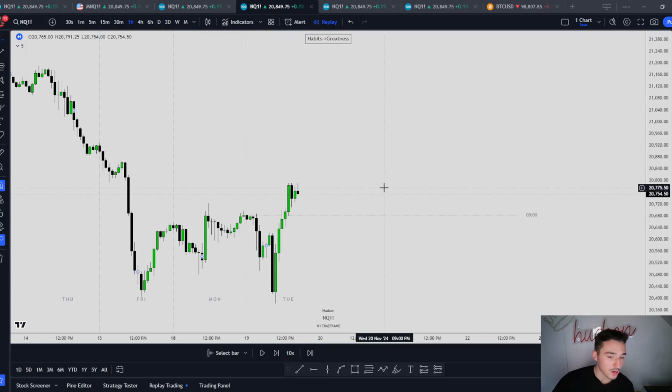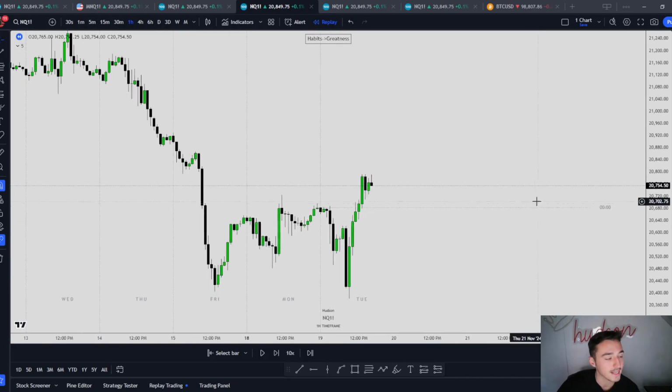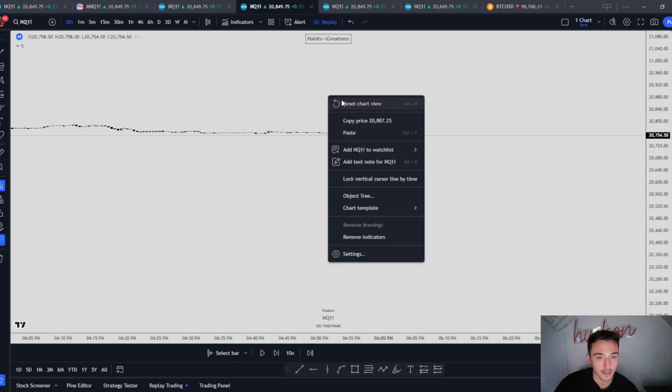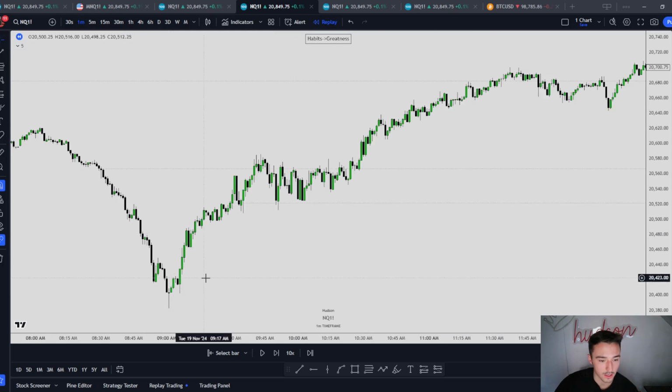But if you don't want to take your entry on the first presented fair value gap, you do not need to, right? So what do we have here at Tuesday, right? We take out Monday's low, take out previous week low as well. Right here is the 10 a.m. candle. So let's go back to the 1 minute chart, go to the 10 a.m. hour. Where is it? So 10 a.m. opens here.